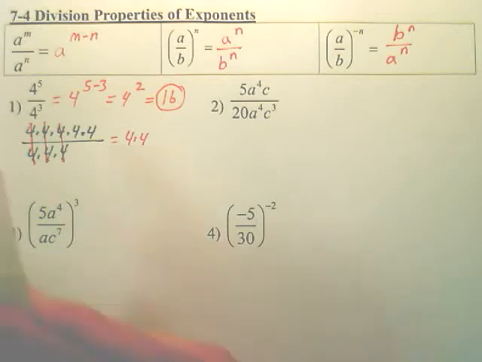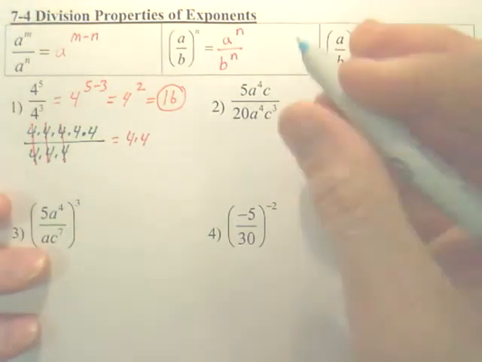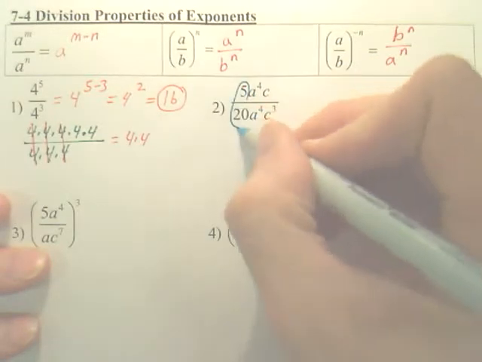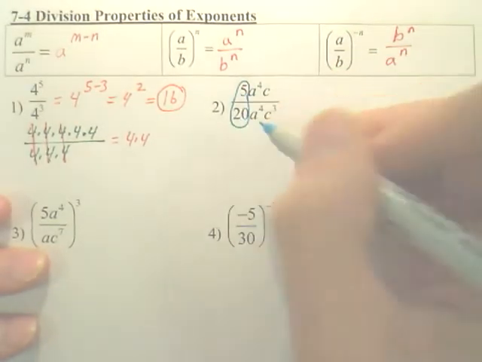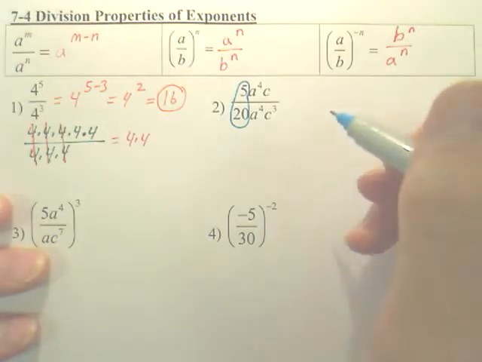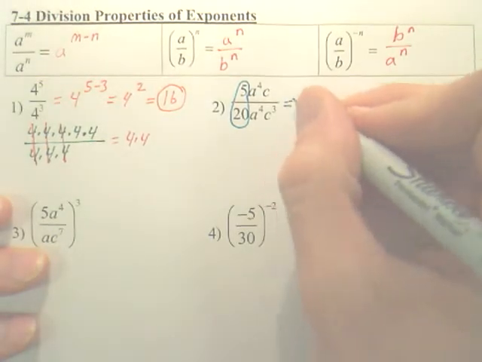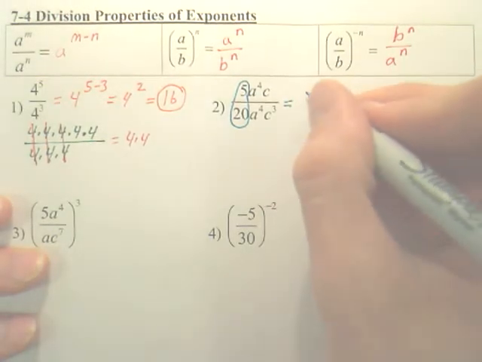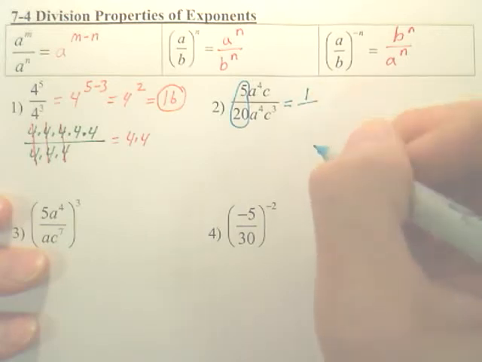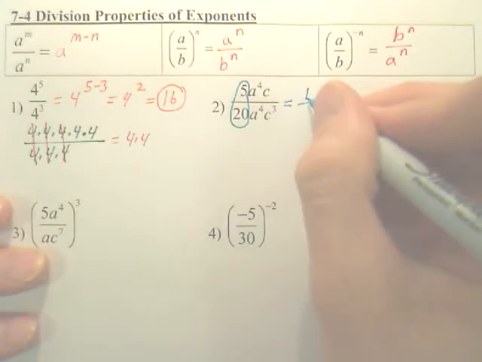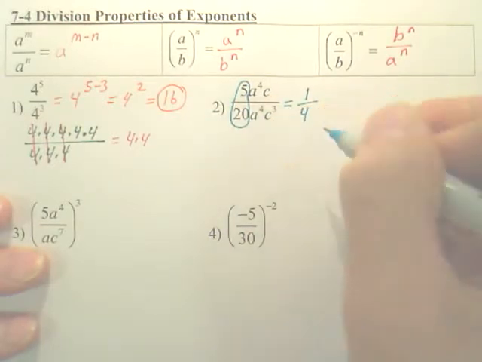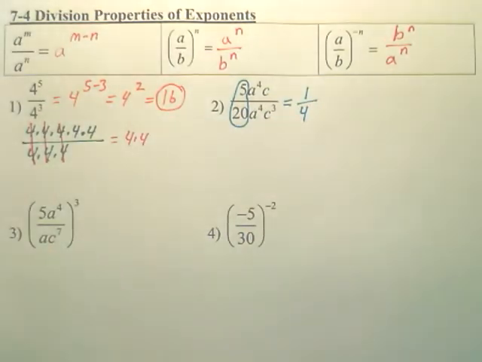Okay, number 2. Same idea, except we're going to do each piece individually. The first thing we're going to do is look at 5 over 20. Look at the numbers here. You just reduce that fraction. What goes into 5 and 20? 5. That would leave you 1 over 4, since 5 goes into 5 once, and 5 goes into 20 four times. So that's the first piece.